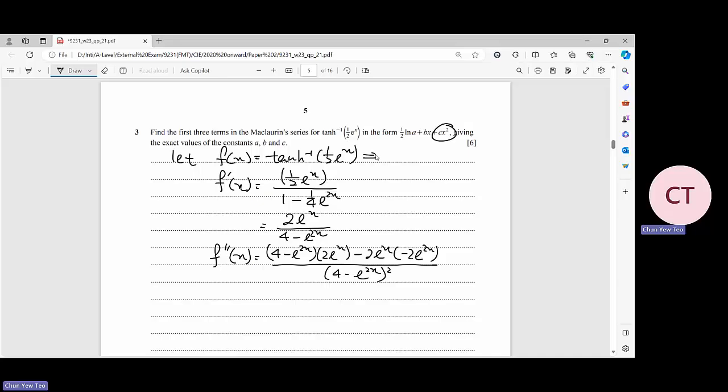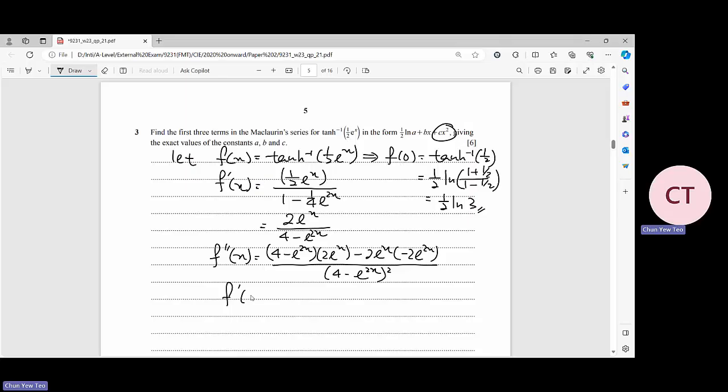So what I need to do is to put 0 inside. I get arctanh of half. Refer to the formula booklet: the inverse hyperbolic function can be represented in ln. Then it will be half of the ln of 1 plus half divided by 1 minus half. Simplify it, you will get half ln 3. Okay, that will be f(0).